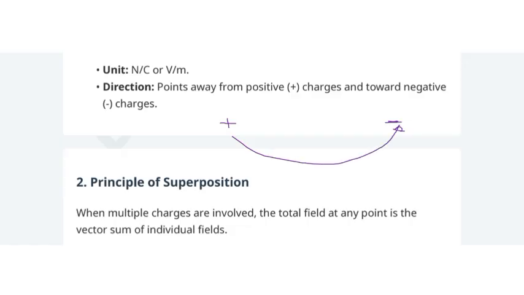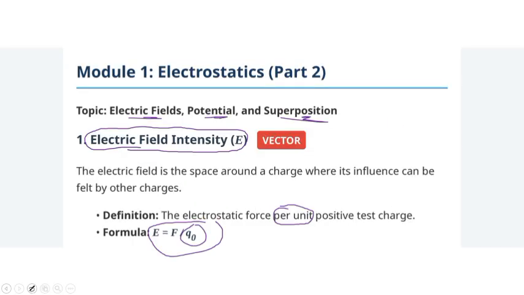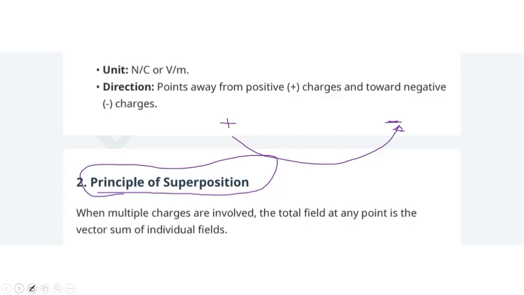Then moving on, the next concept we are going to be looking at is the principle of superposition. So when multiple charges are involved, the total field at a point is the vector sum of individual fields. That is basically what the principle of superposition means. If you look at the electric field intensity formula, it relates the electrostatic force and just one charge, right? But the principle of superposition is for when multiple charges are involved. So when multiple charges are involved, what should come to your mind is the principle of superposition.